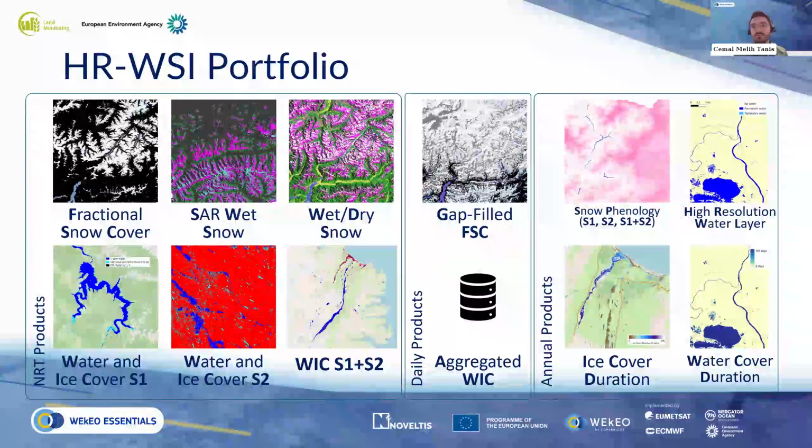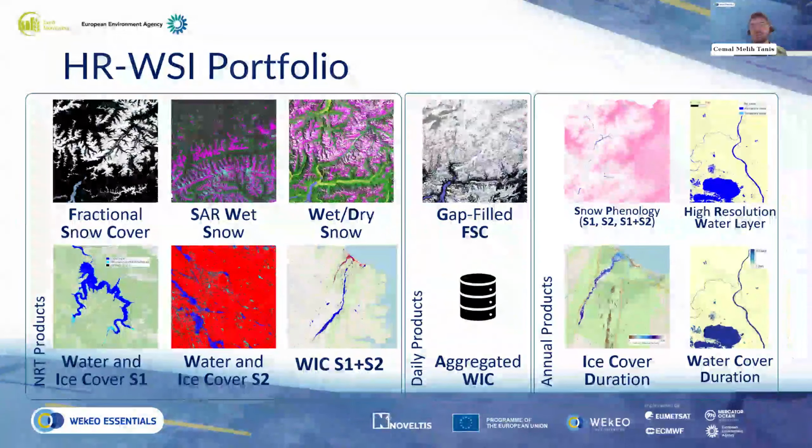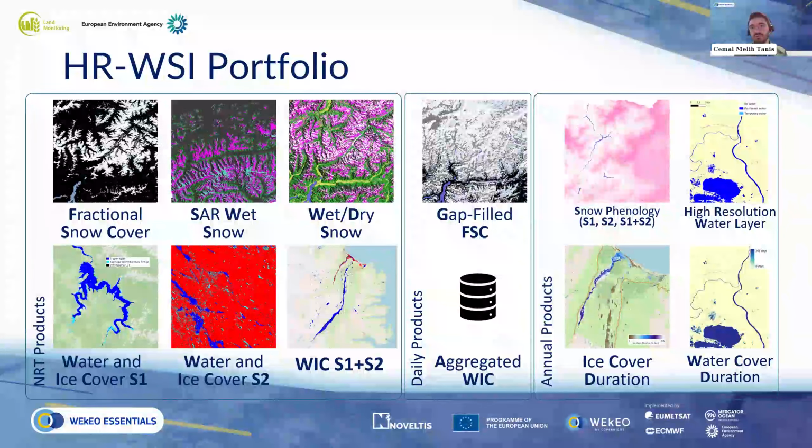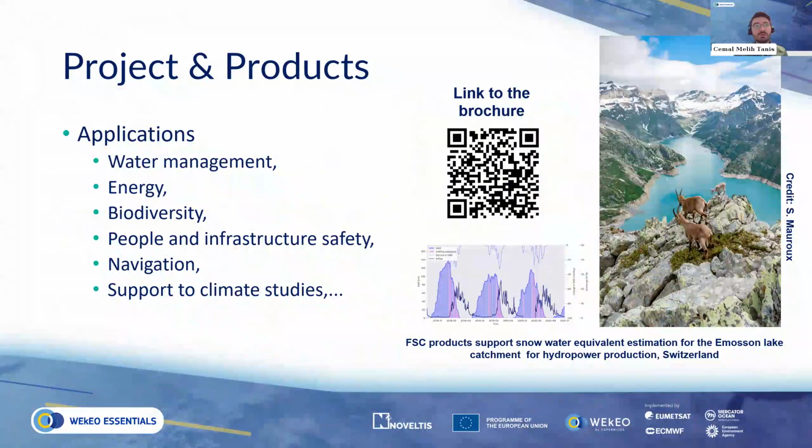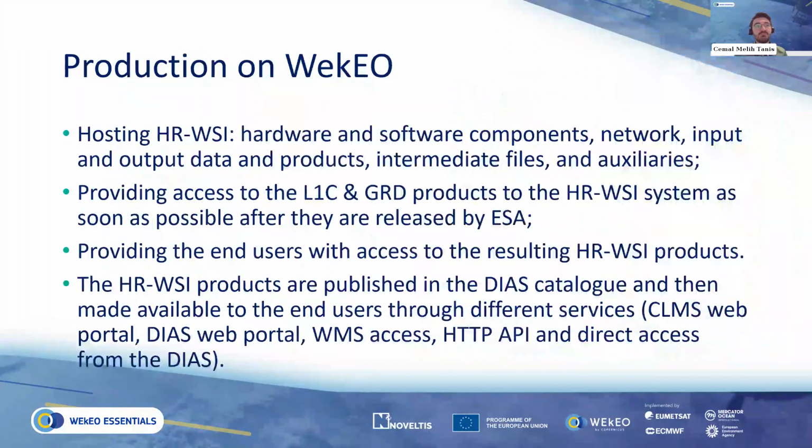And for the annual products, we have snow phenology and ice cover duration, which gives snow and ice duration during a hydrological year, and then water cover duration, which has the same logic for water cover. And there's also a high resolution water layer, which also reports wetness. And these products are used in water management, energy, for biodiversity studies, people and infrastructure safety, navigation, and support the climate studies. We previously prepared a brochure, which you can use the link to get more information about these cases.